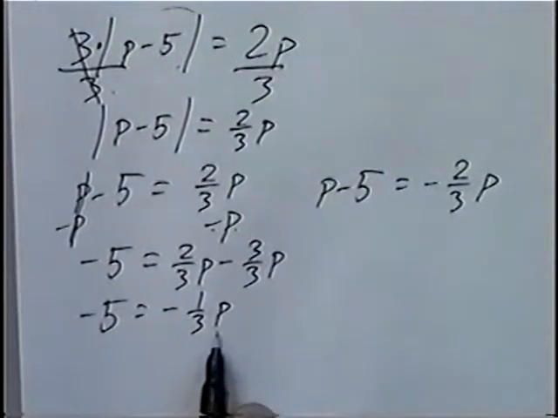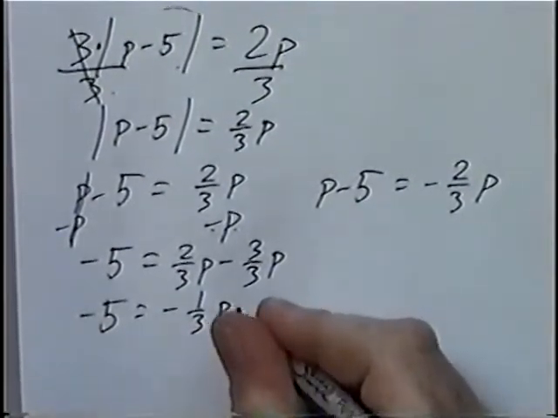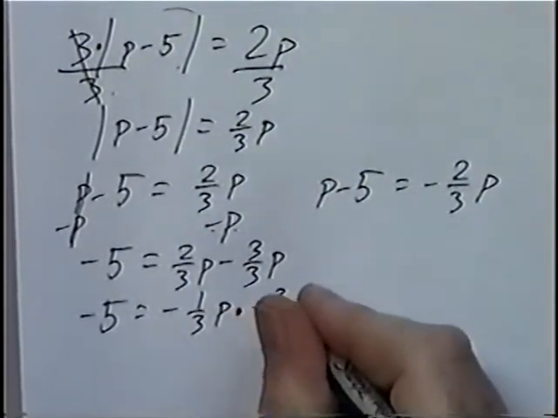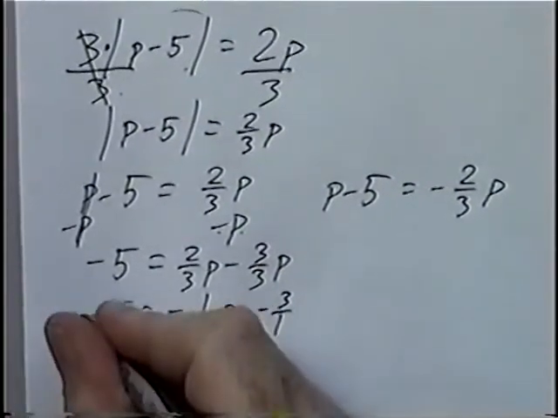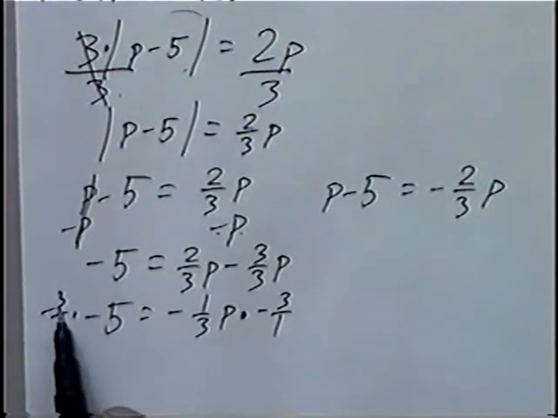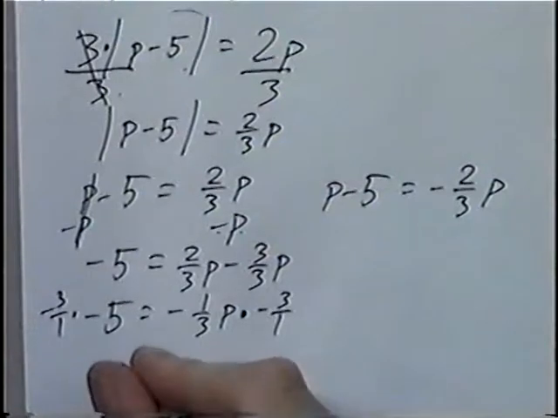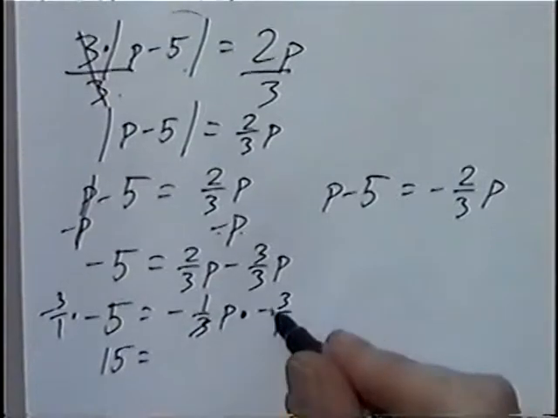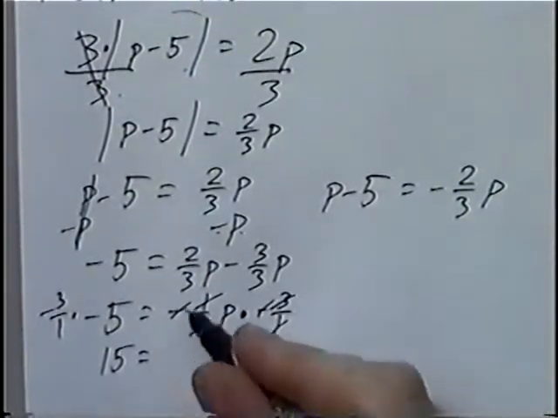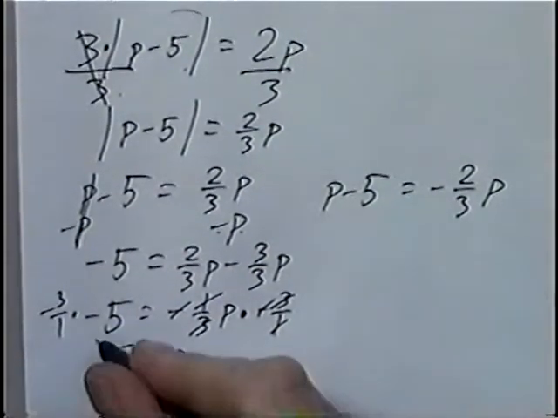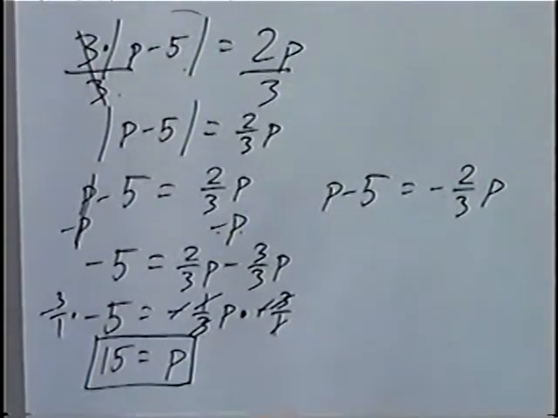To get rid of a fraction, negative 1/3 times p, we can multiply by the reciprocal. Reciprocal of negative 1/3 would be negative 3/1, which will multiply on both sides. Negative 3/1, or just negative 3, times negative 5 would be 15. The right hand side, the 3's would cancel, the 1's would cancel, and the negative cancels. So the reciprocals cancel out, and we're just left with p. So one possible answer to the first equation is 15 equals p, or p equals 15.